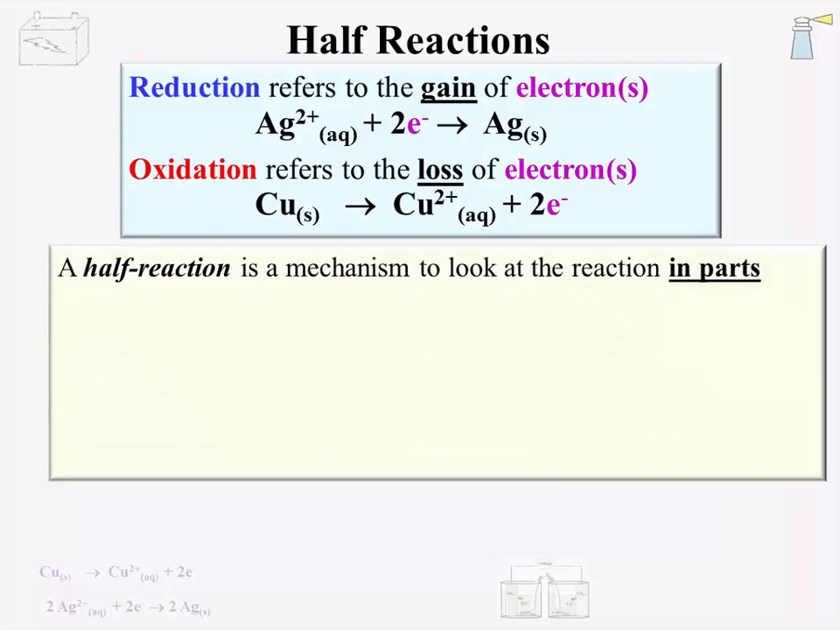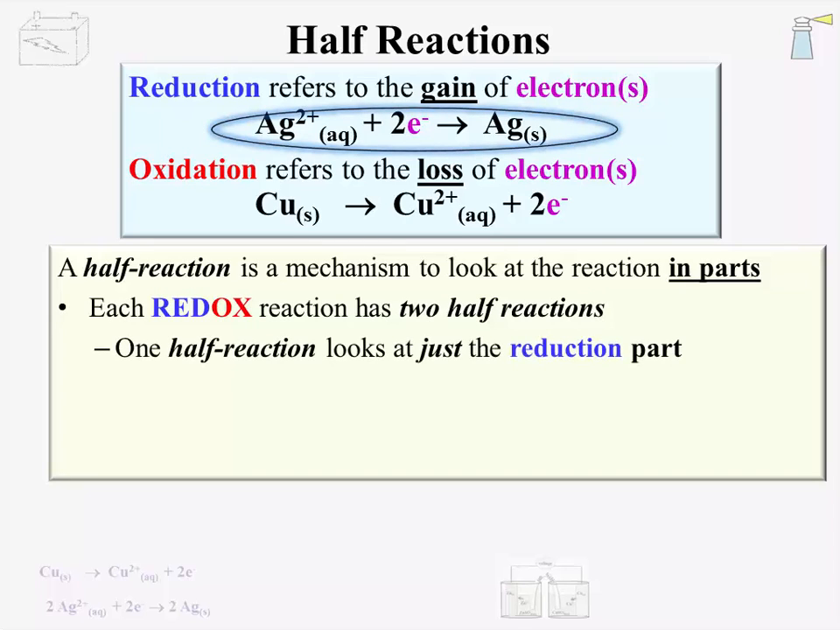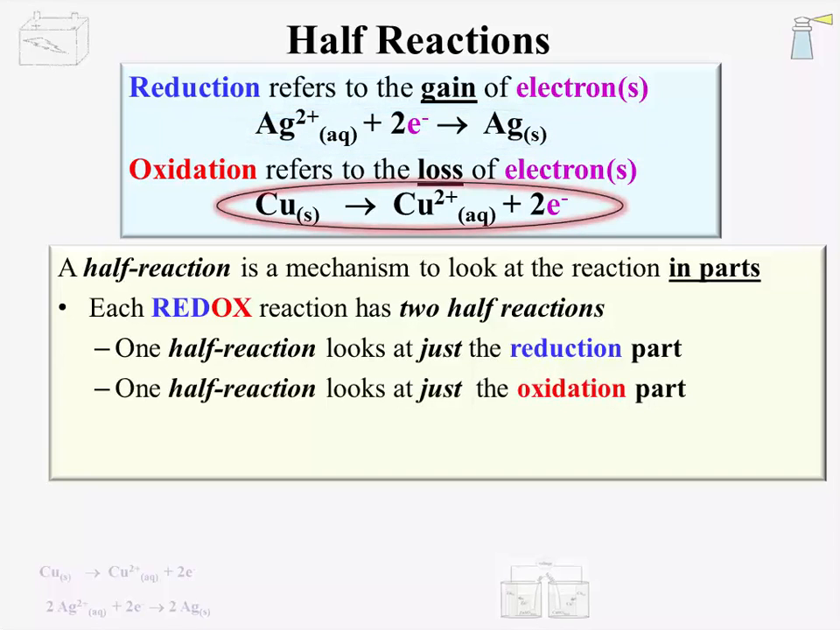It is a mechanism to look at the reaction in parts. The half reaction is not a real reaction. It is only a way to keep track of the movement of electrons. It is a bookkeeping trick. Each redox reaction can be broken down into 2 half reactions. Still, there is only one real reaction. One half reaction looks at just the reduction part of the reaction. The silver ion is an example of just the reduction part of a reaction. Another half reaction looks at just the oxidation part of the reaction. The copper metal is an example of just the oxidation part of the reaction.